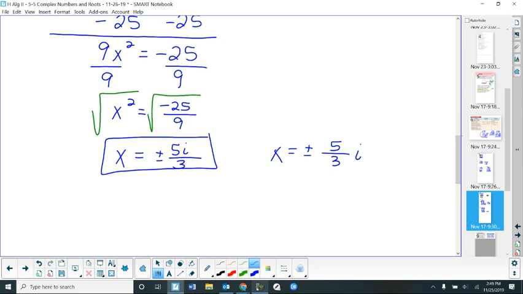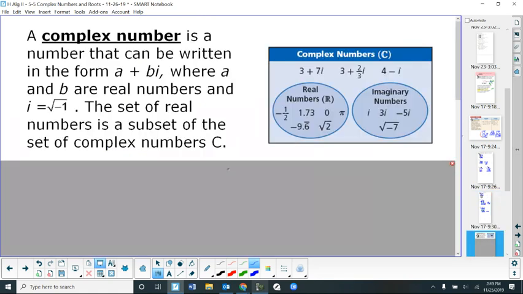Okay. Well, there are numbers that are called complex numbers. Basically, a complex number is a number that can be written in the form a plus bi. So it has a real part, a, and an imaginary part, b. So you can see this is a complex number here: 3 plus 7i. This is a complex number, 3 plus 2/3 i. Here you have 4 minus i. So it has a real part and an imaginary part. So those are complex numbers.